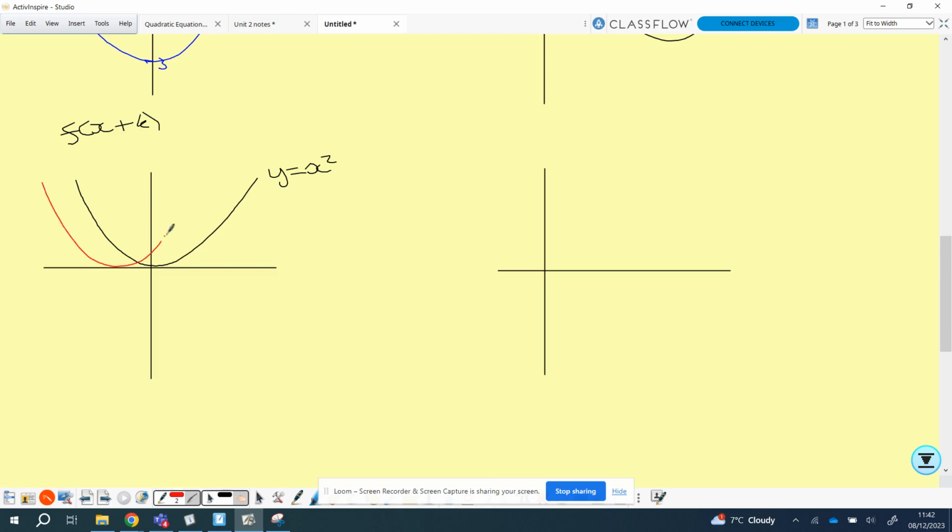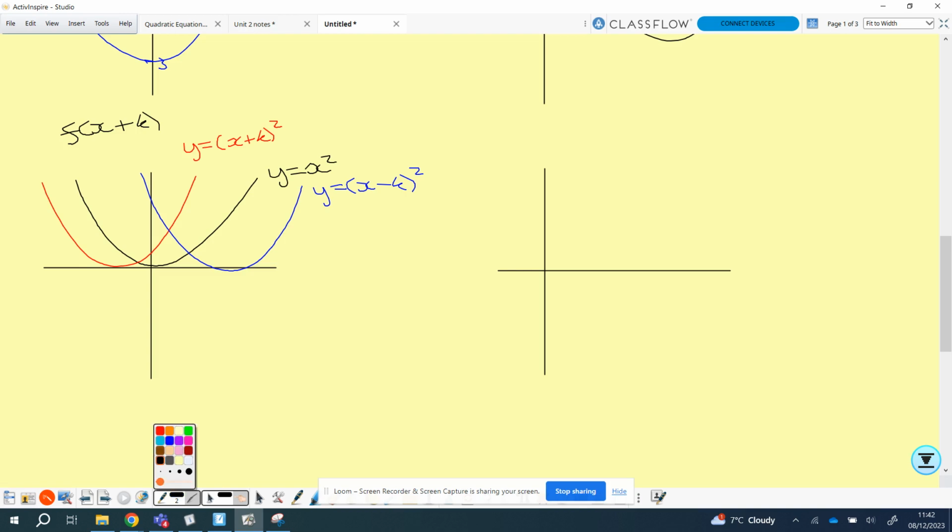So that would be y equals x plus k all squared there. And if we minus k, it would move to the right. So therefore, that would be y equals x minus k all squared there. So we've got that property inside there.